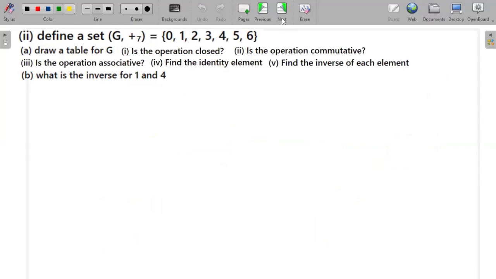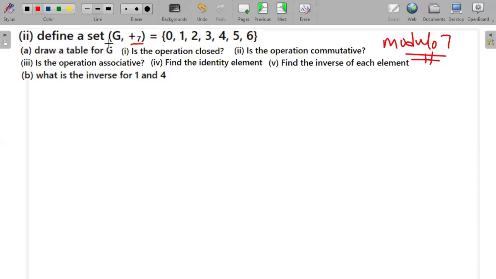So let's read the question. They're saying, define a set G with plus 7, and the set G contains 0, 1, 2, 3, 4, 5, 6. This plus 7 here simply means modulo 7. Modulo simply means you're dealing with remainders. So the first question here, they're saying construct a table for G.